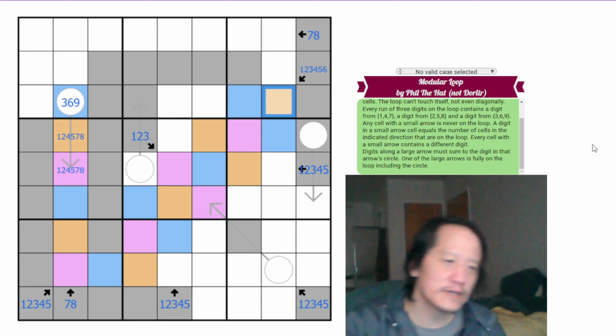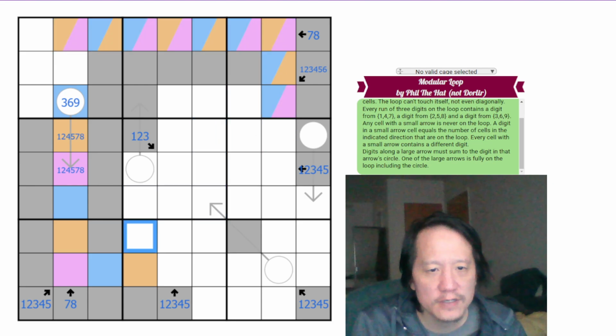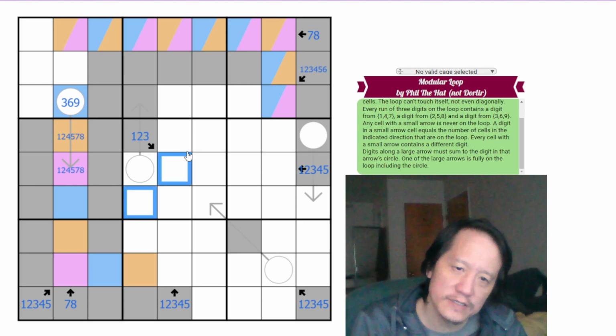Maybe it's the other diagonal. I mean, this frustrates me. It just doesn't seem like it could be the other diagonal. Well, let's try it.